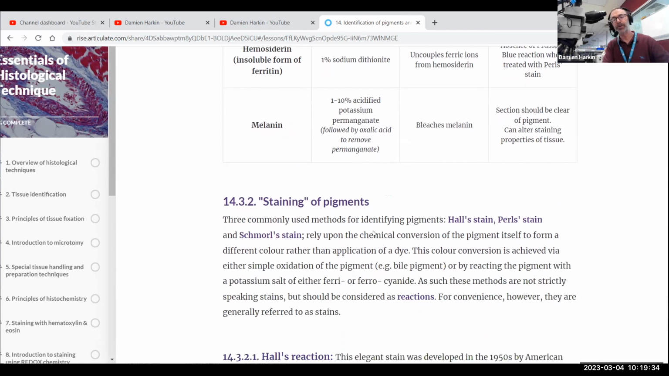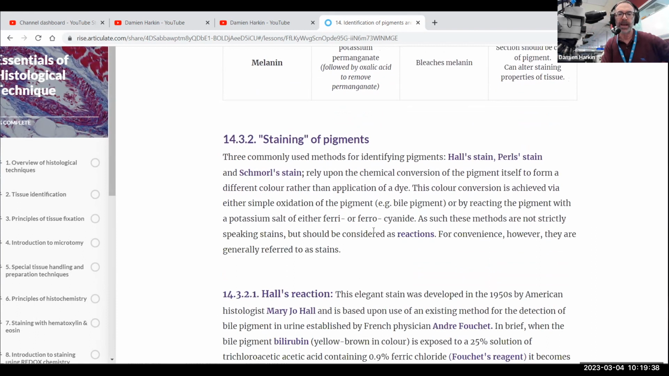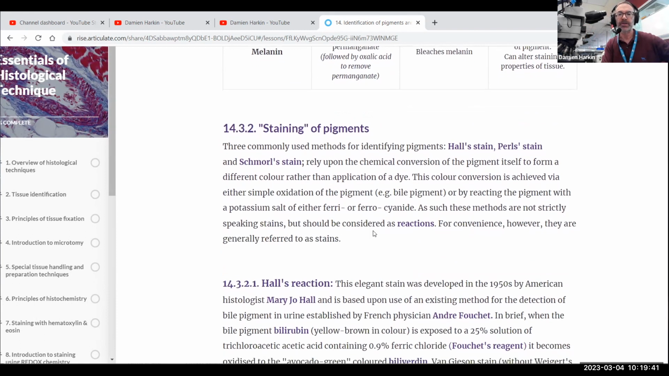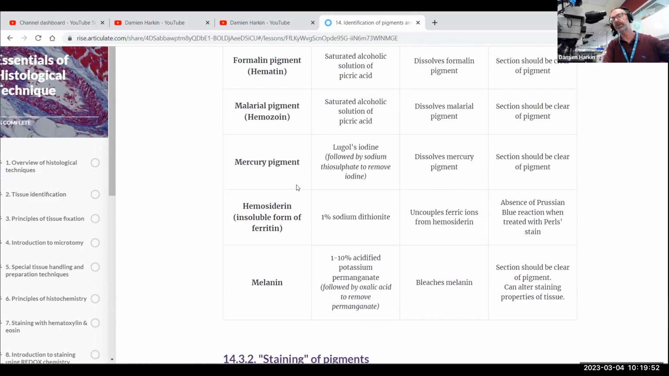Next week in the next video, so that this doesn't become way too long, we'll be looking at some various reactions, including Hall stain, Pearl stain, and Schmoll stain, which, as I've said, are reactions that have the property of converting those yellow-brown pigments that we've just seen into a nice vibrant color that helps to demonstrate it clearly and to distinguish it from other things.